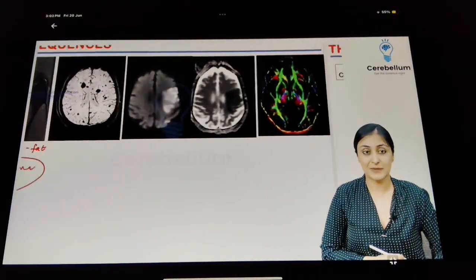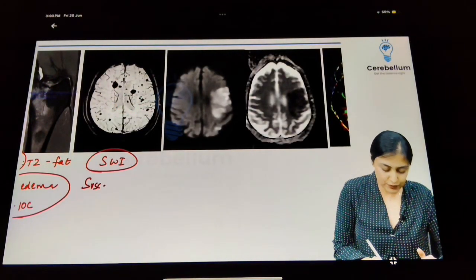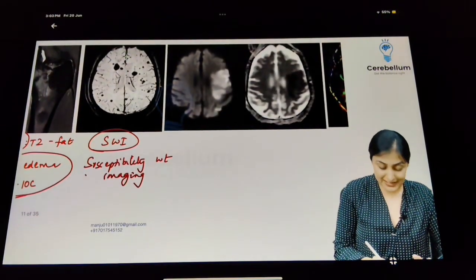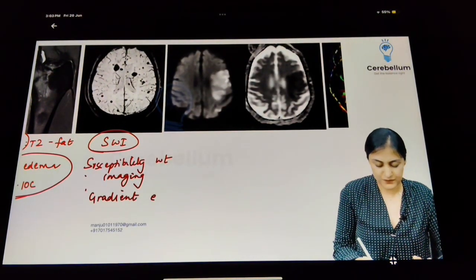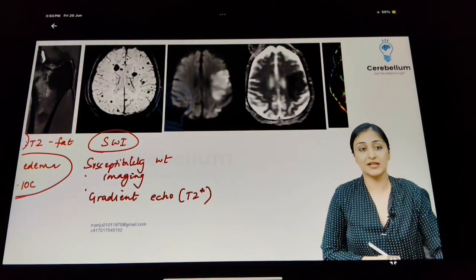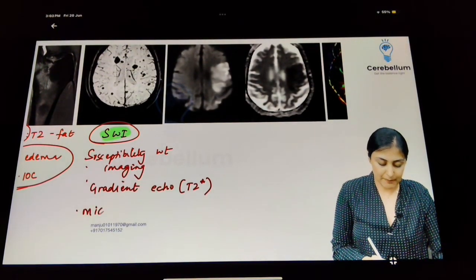Next, we go on to some brain special sequences. When you see these black dots here, this is called SWI, which stands for susceptibility weighted imaging. This comes under the spectrum of images that I call gradient echo images. Don't need to bother about it. Just remember gradient echo, which I write as T2 star. So this T2 star or gradient echo subtype is susceptibility weighted imaging. This is my best sequence for picking up microbleeds.